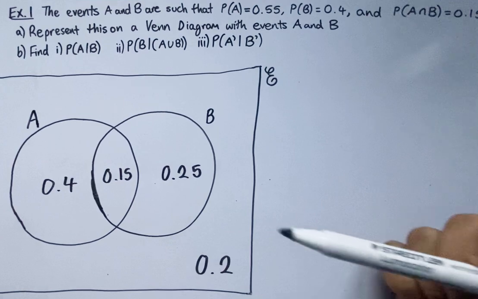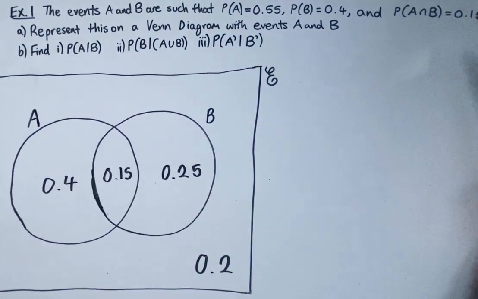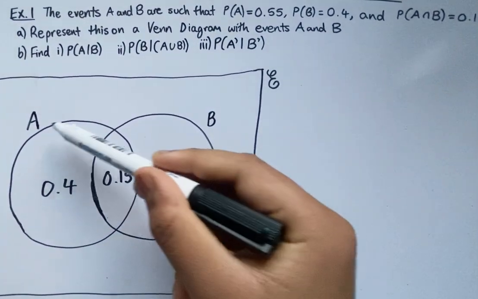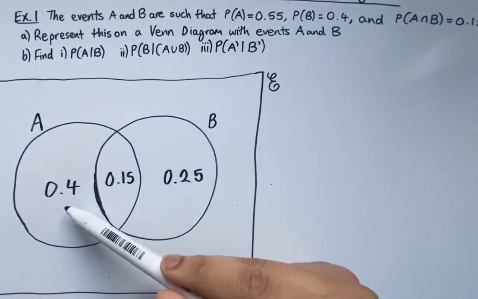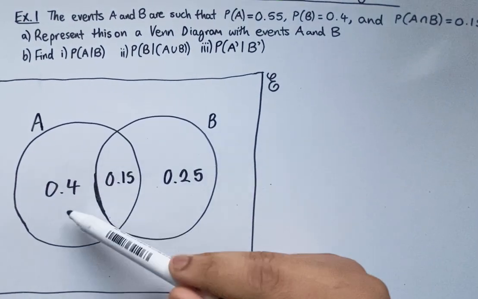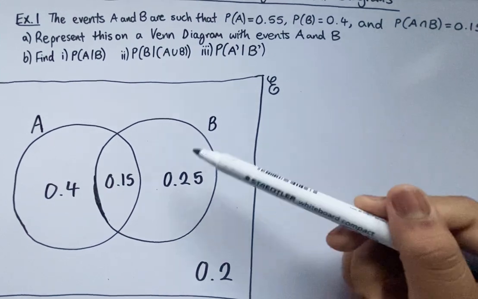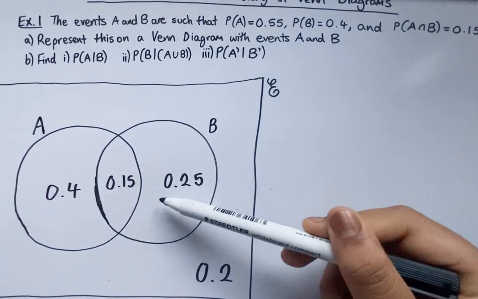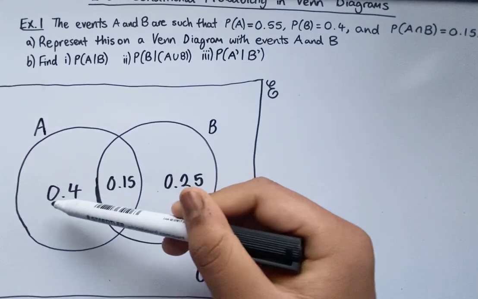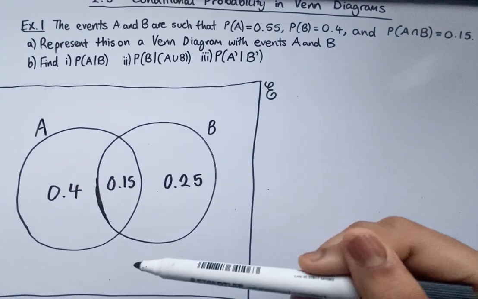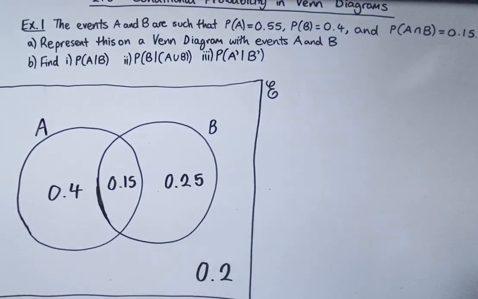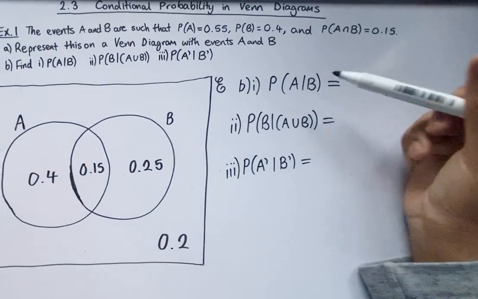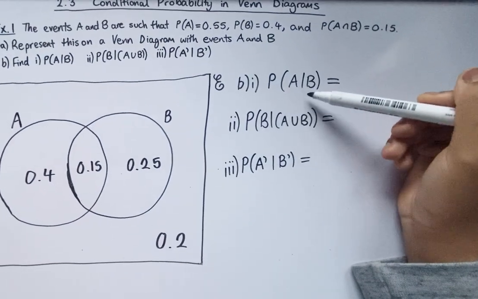For part A, we know the part where A and B overlap will be 0.15. As the total probability of A is 0.55, that means this must be 0.55 minus 0.15, which is 0.4. And likewise for B, because the total is 0.4, that means this must be 0.25. The total of A or B is 0.8, so the part outside A and B will be 1 minus 0.8, which is 0.2.